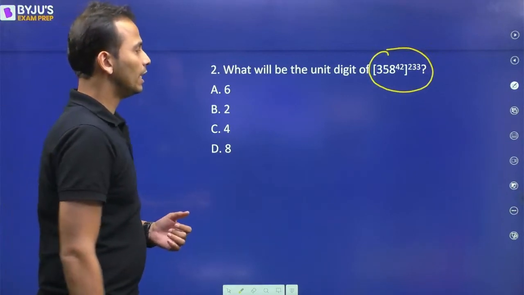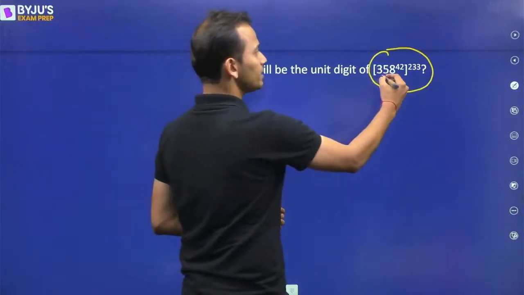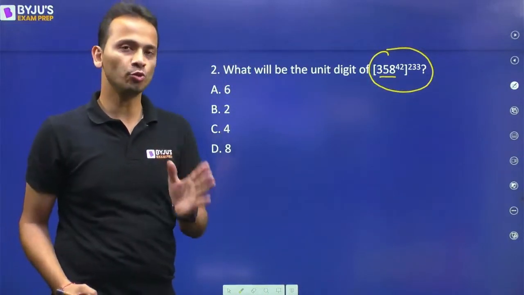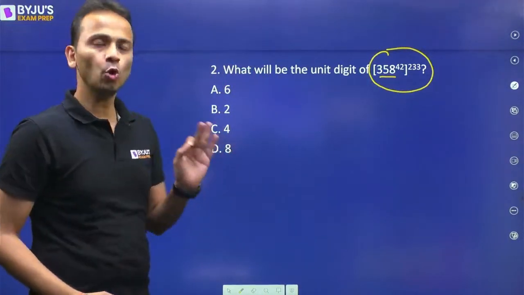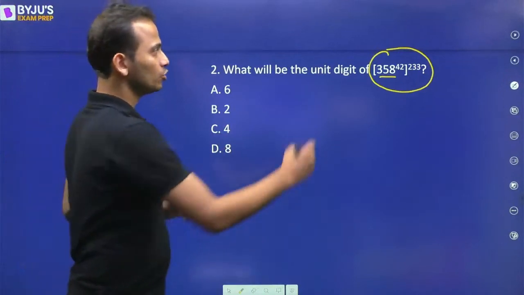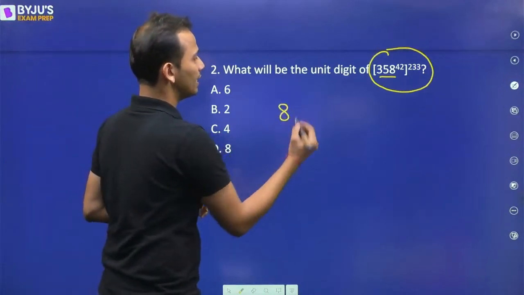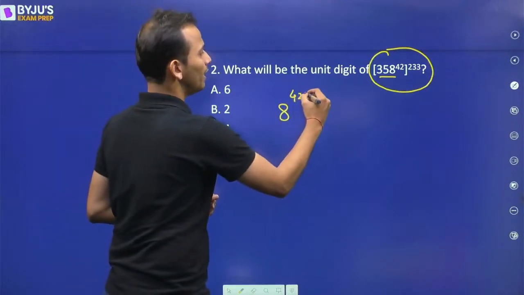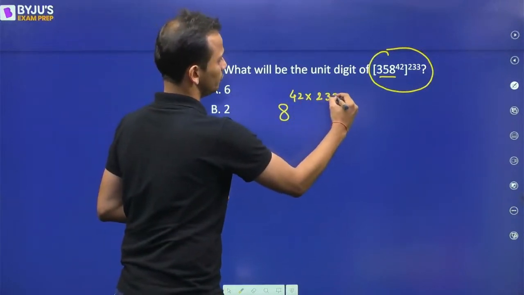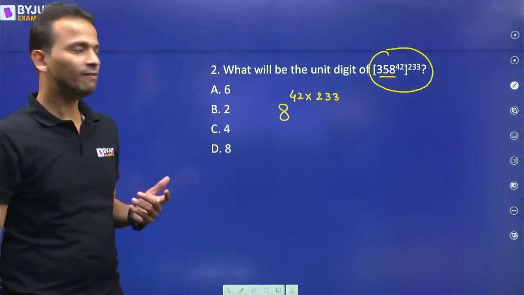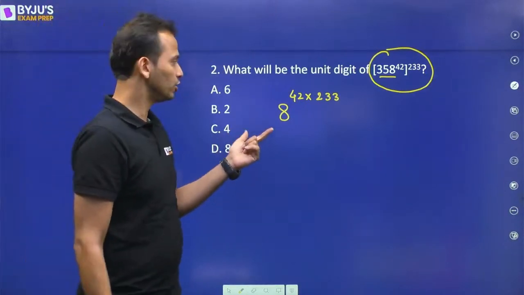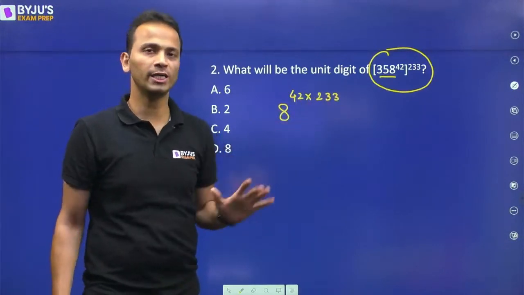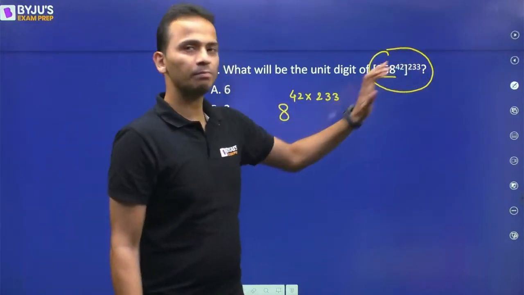Okay. Now, the base is 358. If I want to find out the unit digit, I should keep only the unit digit in the base. So instead of 358, I can write it as 8. And now the power will be 42 multiplied by 233. So effectively, I need to find out the unit digit of 8 raised to the power 42 multiplied by 233. Both the powers will get multiplied.